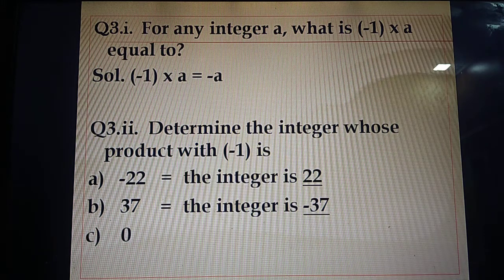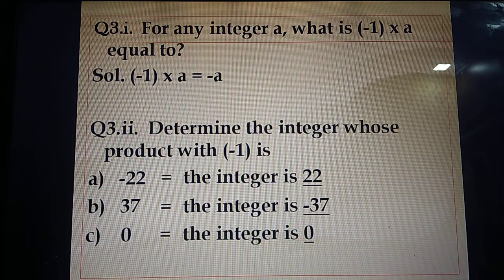Now 0. Yes, you all know 0 is neither positive nor negative. So yes, you will multiply minus 1 by 0 and you will get the answer as 0.